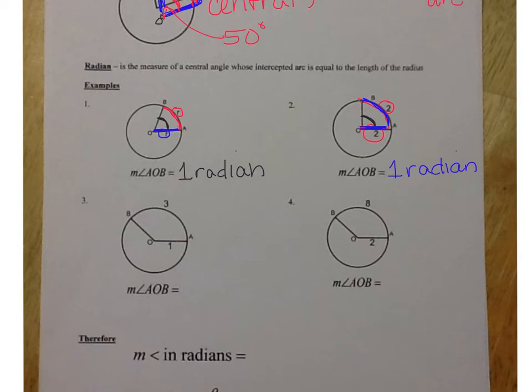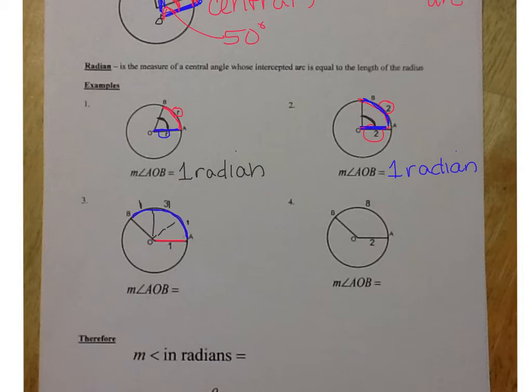Okay, so let's take a look at circle number 3, circle O. Notice that my arc is length 3, but my radius has a length of 1. So they're not equal. I would want to make them equal because remember, a radian is when the arc is equal to the radius. So what I could do is take the arc and break it up into groups of 1, so this would be a length of 1, and this piece is 1, 1, right?